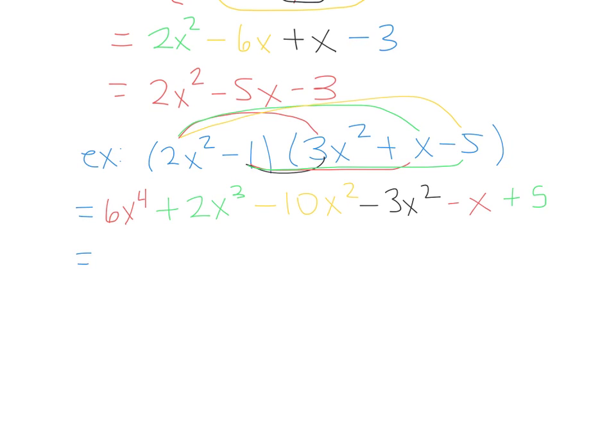We want to combine the like ones. We've got 6x to the 4th, nothing to combine that with. And plus 2x cubed, nothing to combine that with. We've got 2x squared terms, so that's going to be a minus 13x squared minus x plus 5.